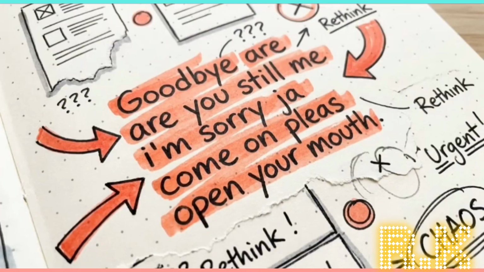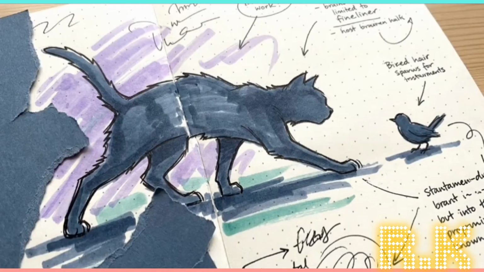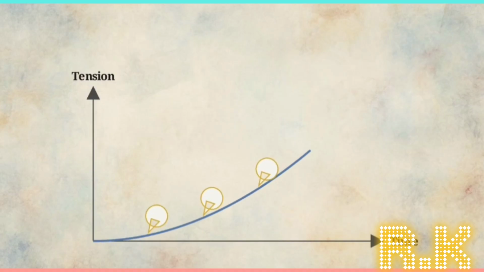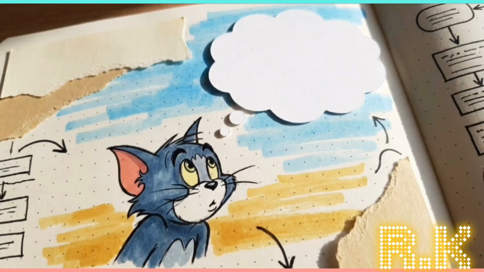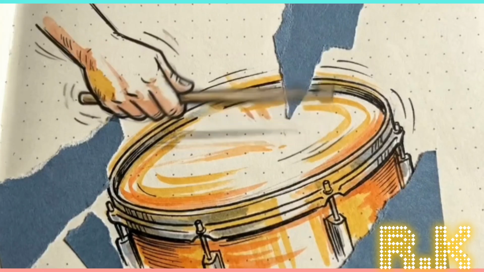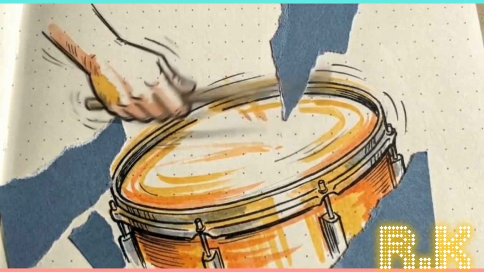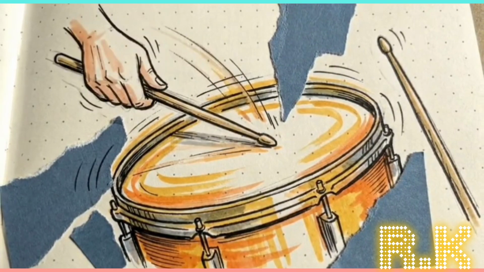You get disjointed, frantic phrases like, "Goodbye, are you still me? I'm sorry, come, please open your mouth." These fragments usually fill the silence when Tom creeps toward Quacker, providing a rhythmic bridge that maintains the tension until the next collision. They aren't there to tell you what the character is thinking or to advance the story. They are vocalizations used strictly for comedic rhythm, bridging the gap between silence and the next explosion of physical comedy.